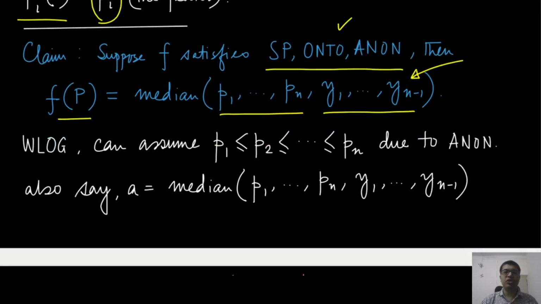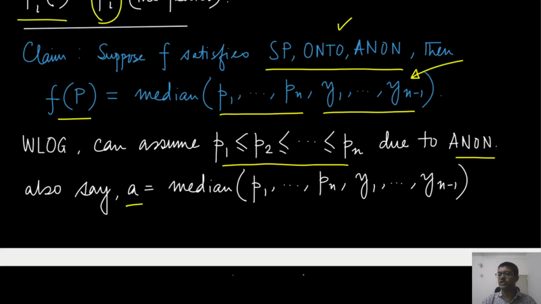So first we observe that we can assume without loss of generality this ordering over the agent peaks, and this is possible due to anonymity. If we have any arbitrary peaks, we can always relabel these agents such that p1 is less than or equal to p2 and so on, less than or equal to pn. This inequality holds, and that should not change the outcome because the social choice function is anonymous.